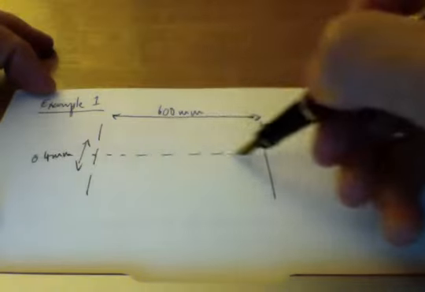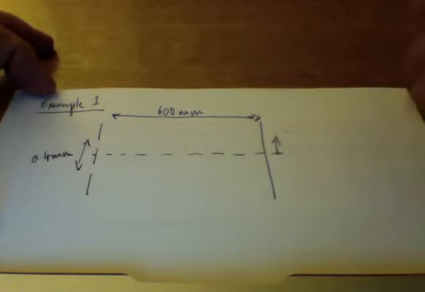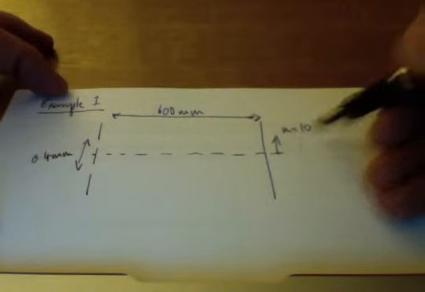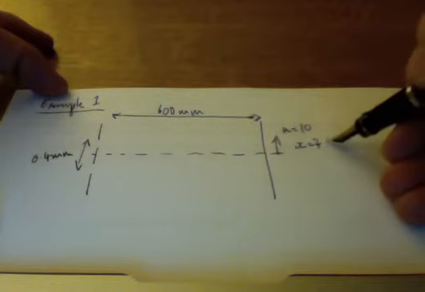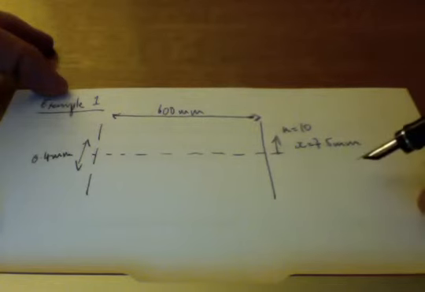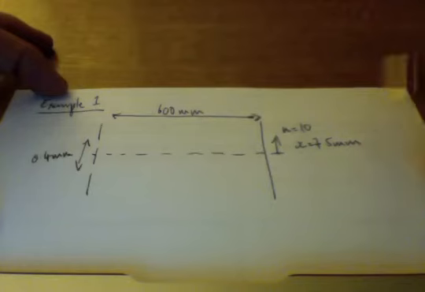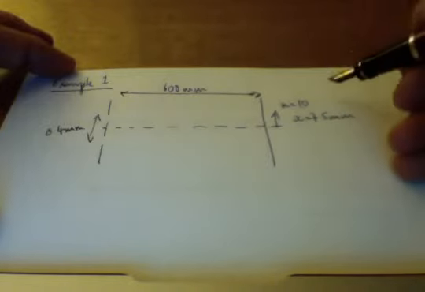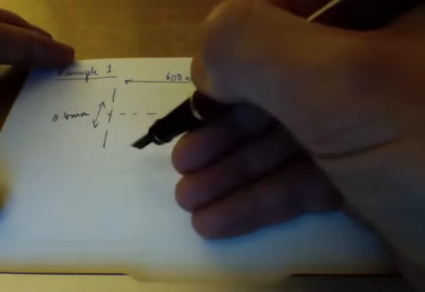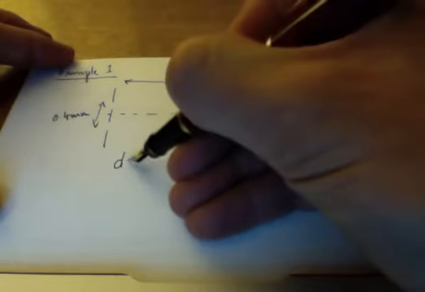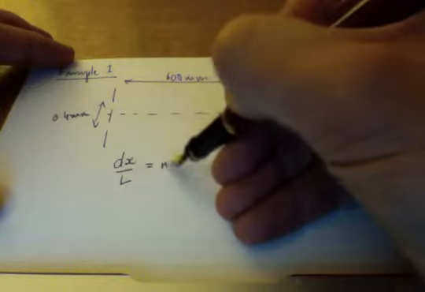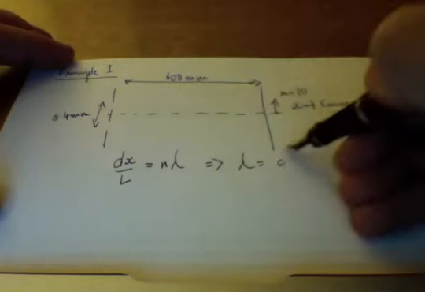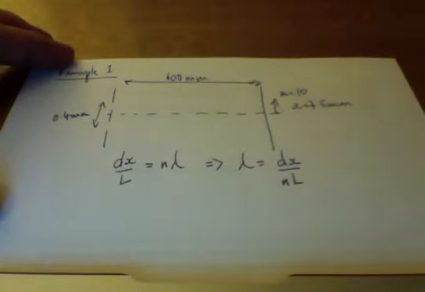And the 10th bright patch, so this is where n equals 10, is at a separation of 7.5 millimeters. Good, now the question here is, what wavelength of radiation is being used in this situation? So let's just go straight back to the equation that we had before. We said dx over L is n lambda, and we're looking for lambda, which is dx over nL.